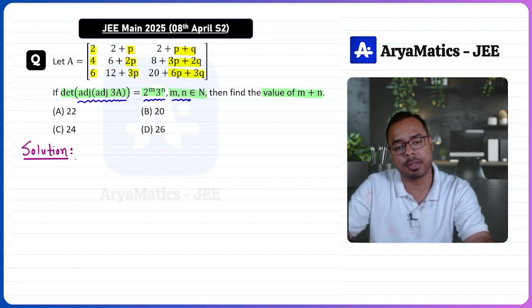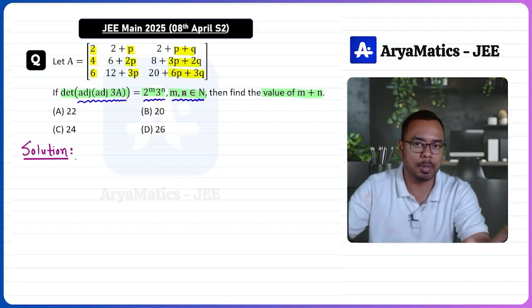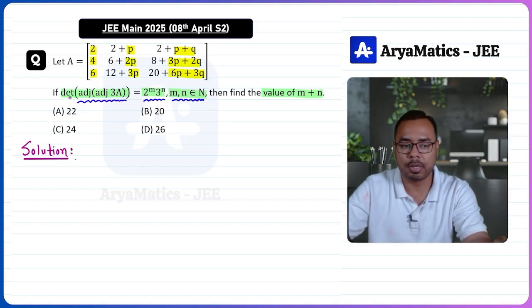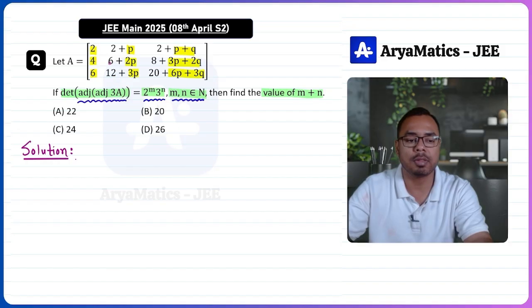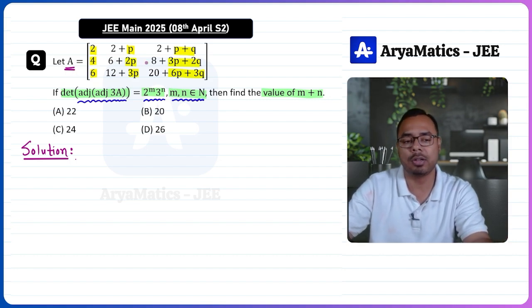M and n are two natural numbers, and the determinant of adjoint of 3A is 2 raised to something multiplied by 3 raised to something. So if there is no P or Q in the determinant of adjoint of 3A, that will mean that the determinant of matrix A must be independent of P and Q. Right? It is not difficult to show that result.